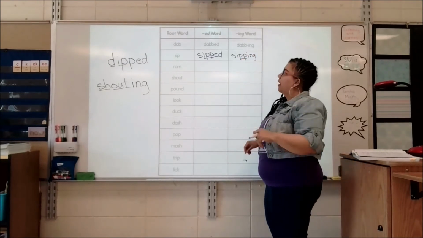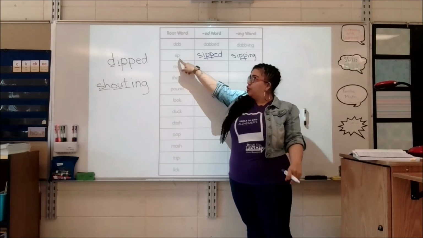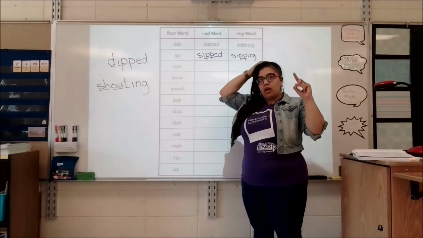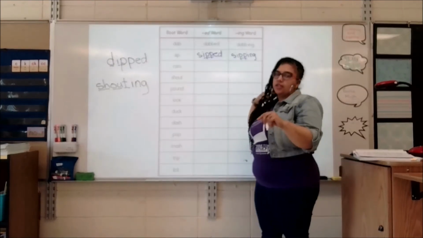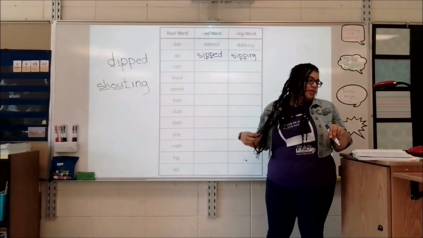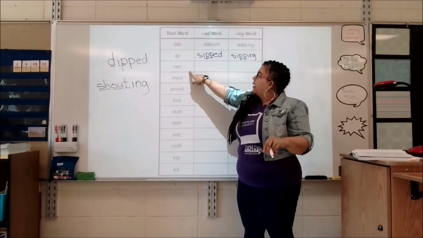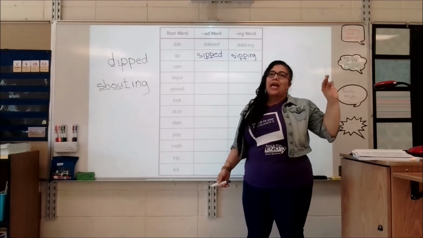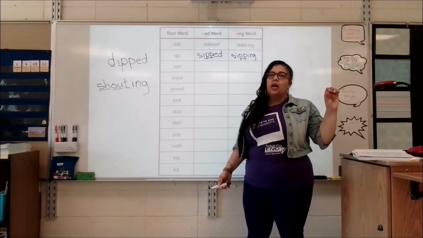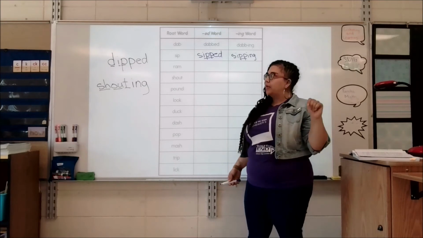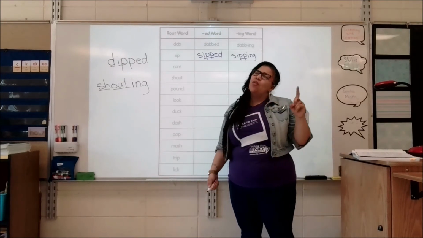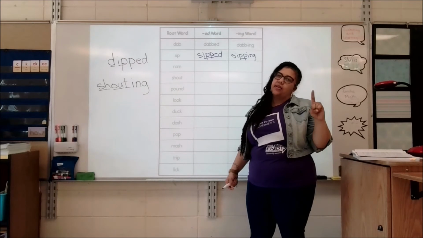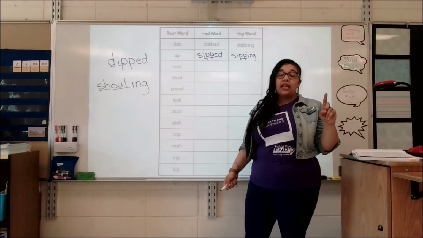It is still a one-syllable word with a short vowel followed by a single consonant, single meaning one. The next word in your book says ram. Ram. Alright, is that one syllable? Is there like one vowel sound in this word? It is. Good, good, good.